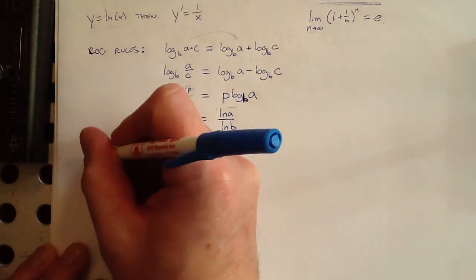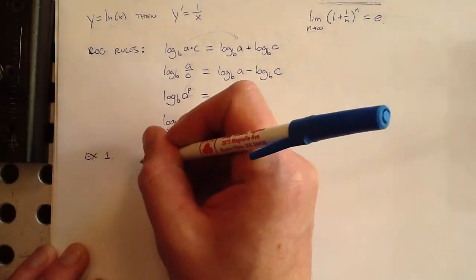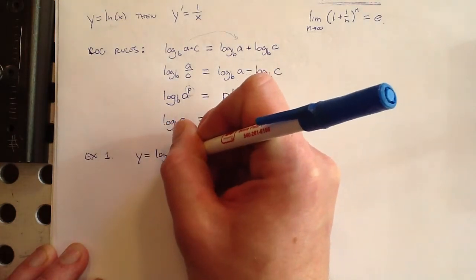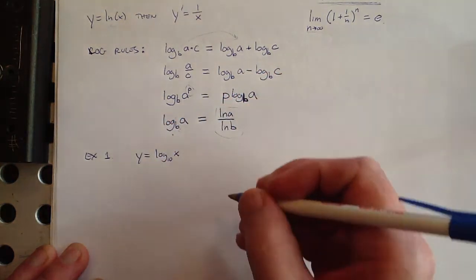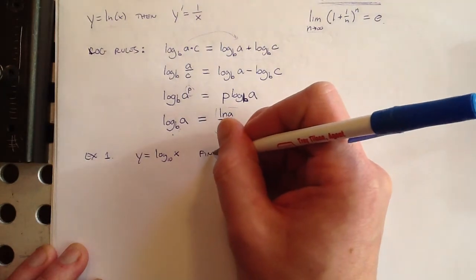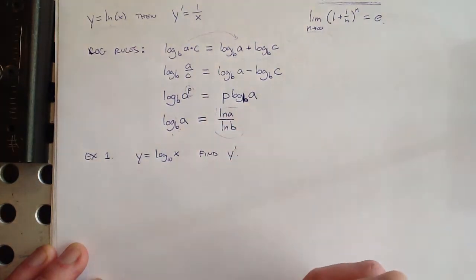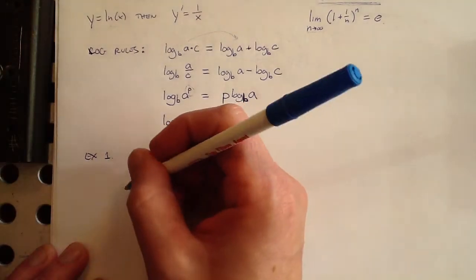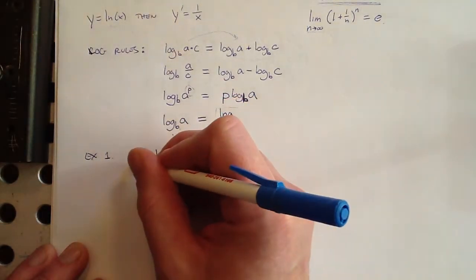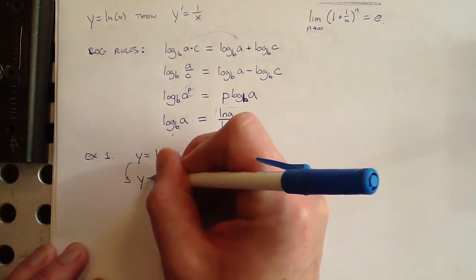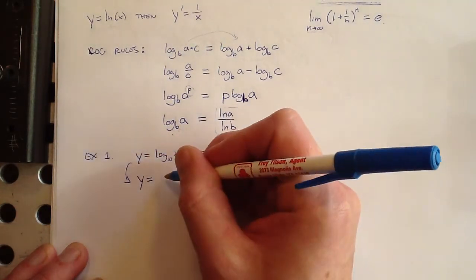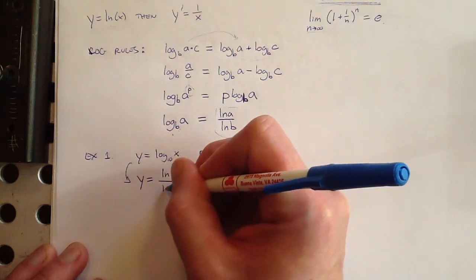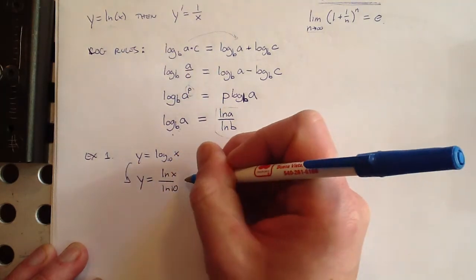let's call this example 1. Let's say we have y is equal to log base 10 of x, and we want to find the derivative. Well, we don't know what the derivative of this is, so first we use the change of base rule, and we say that means y would also be equal to natural log x over natural log 10.